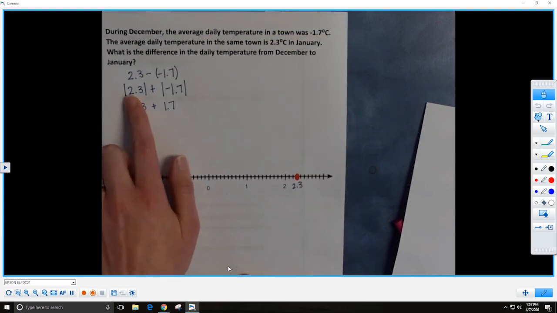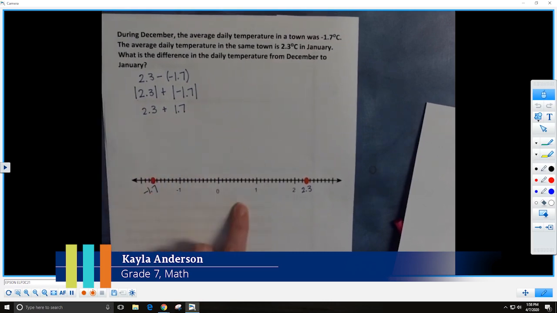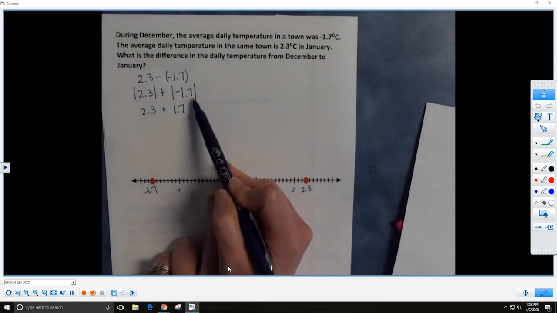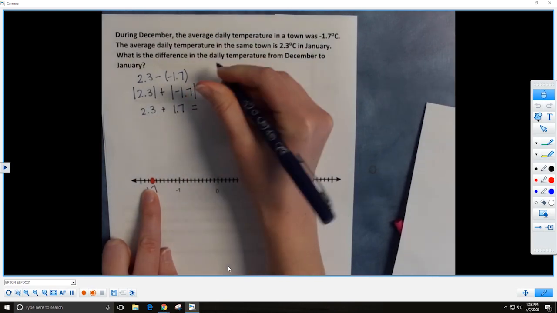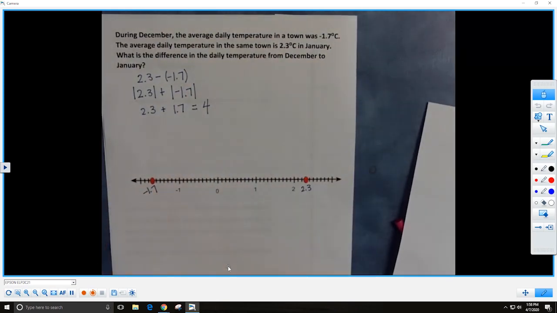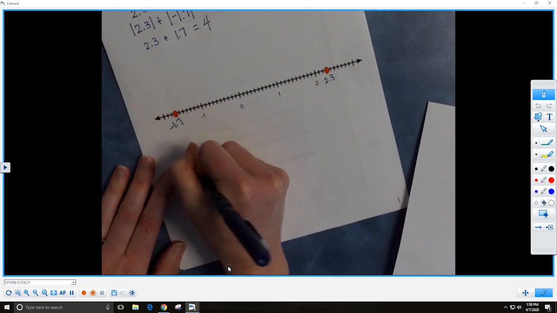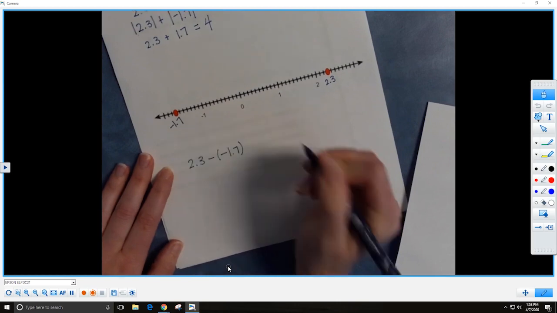So remember we talked about the absolute value of 2 3/10 is the distance from 0, which is 2 3/10. You can see that here on our number line. From 0 to 2 3/10 is a distance of 2 3/10. Plus the absolute value of -1 7/10. -1 7/10 is 1 7/10 away from 0. When we add those two absolute values together, we get 4. Great job.